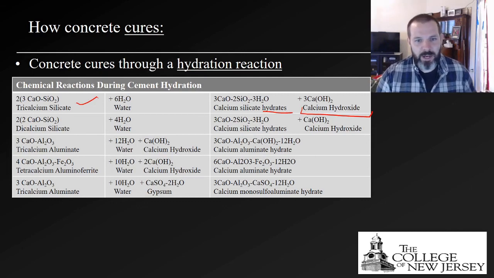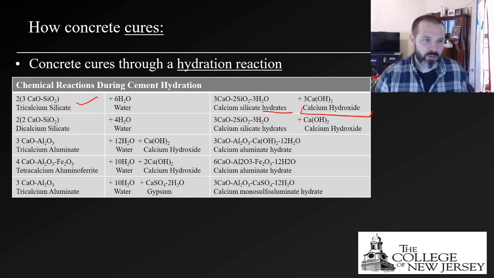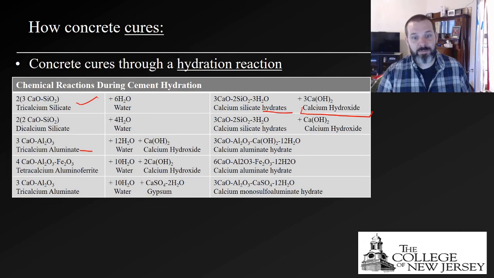The other compounds, like if we look at tricalcium silicate and we add 6H2O to it, we end up with calcium silicate hydrates and calcium hydroxide. Calcium hydroxide doesn't give the concrete any strength, but if you combine the water and the calcium hydroxide with tricalcium aluminate, you'll find that creates calcium aluminate hydrate.